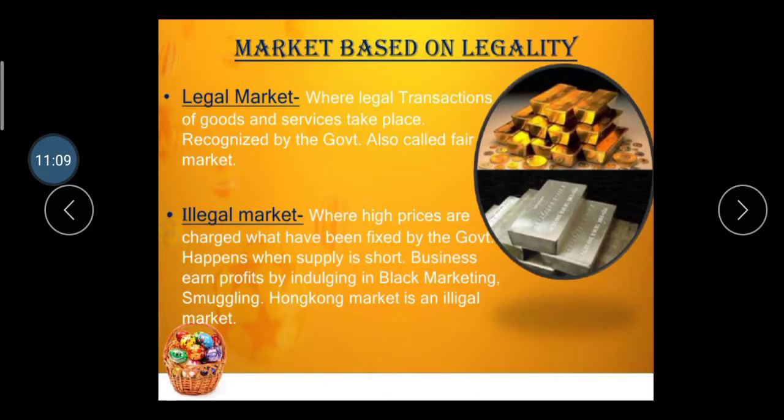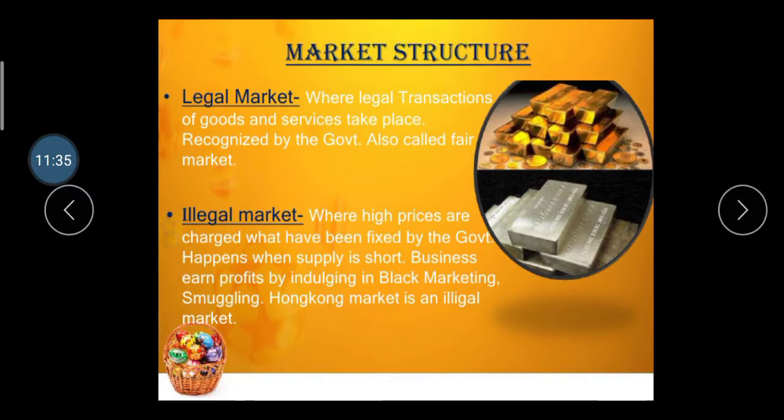Then after, markets based on legality. There is the legal market and the illegal market. Where legal transactions of goods and services take place and are recognized by the government, it's called the fair market. In the illegal market, prices are charged higher than those fixed by the government, and profit is earned through black marketing, smuggling, and hoarding, all of which are considered the illegal market.